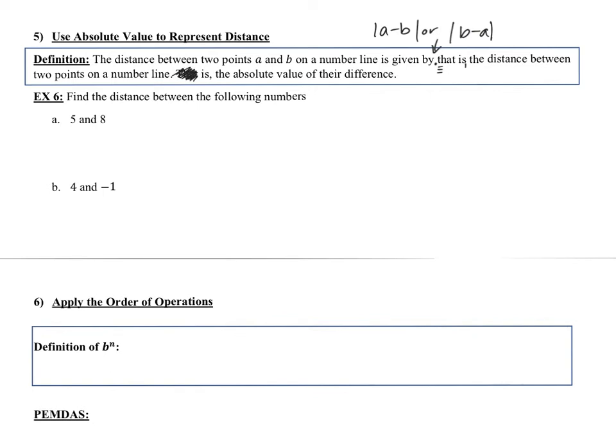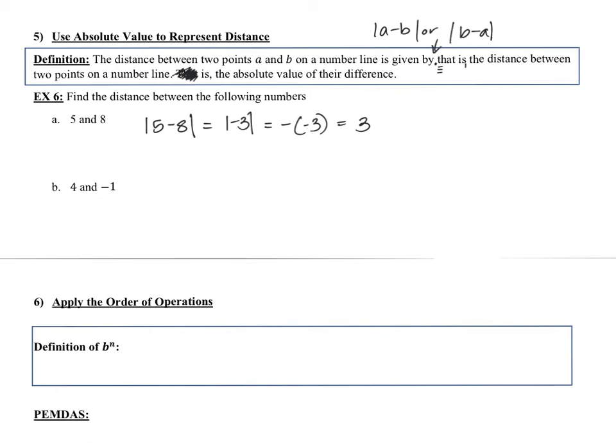Okay. Example 6. Find the distance between the following numbers. When we're trying to find the distance between two numbers, we just take their difference, and that'll be the distance. So the distance between 5 and 8 is going to be 5 minus 8, which is negative 3. But remember, the inside is negative, so taking the absolute value, you're left with 3. So the distance between 5 and 8 is 3.